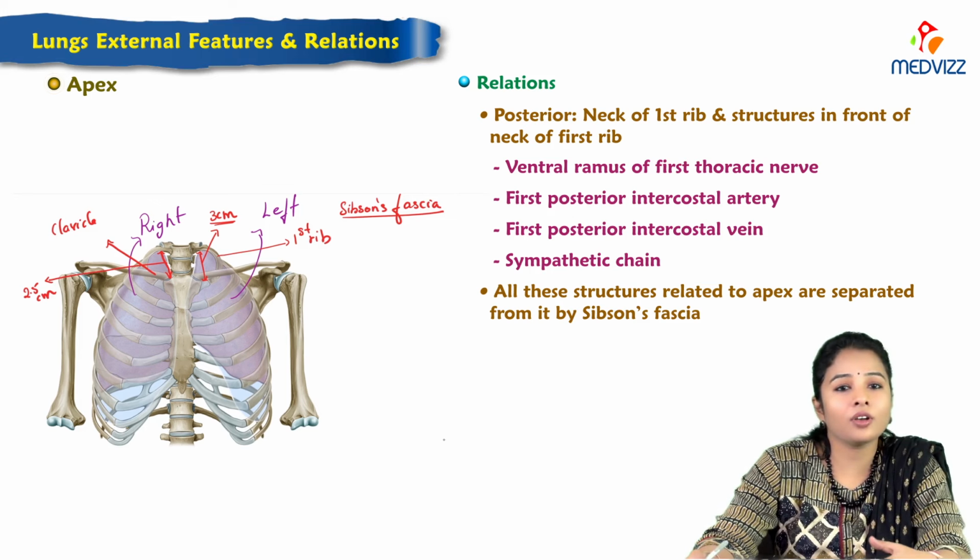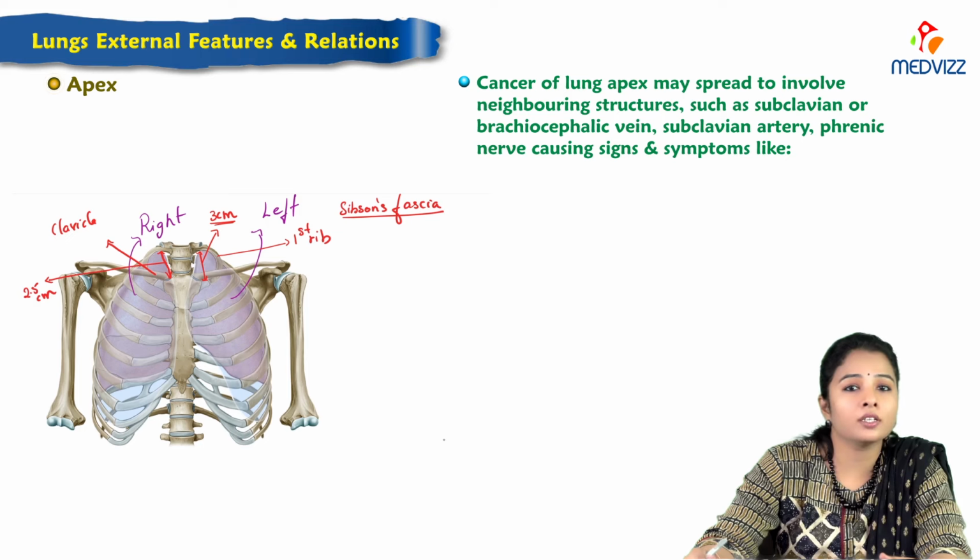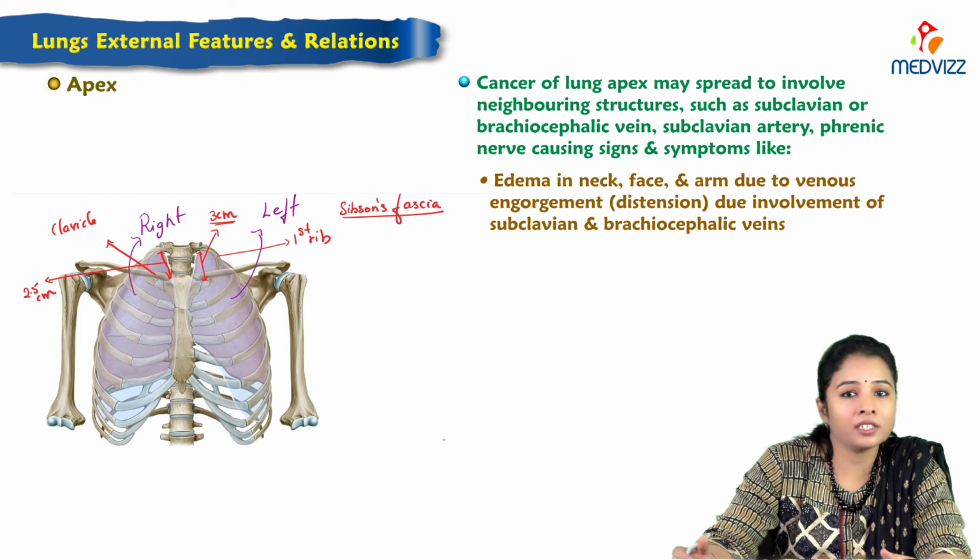Let's talk about cancer of the lung apex. The cancer may spread to involve neighboring structures such as the subclavian or brachiocephalic vein, the subclavian artery, or the phrenic nerve, causing signs and symptoms like edema in the neck, face and arm due to venous engorgement. If the subclavian vein or brachiocephalic veins are involved, it may result in edema in the neck, face and arm due to venous engorgement, meaning venous distension.